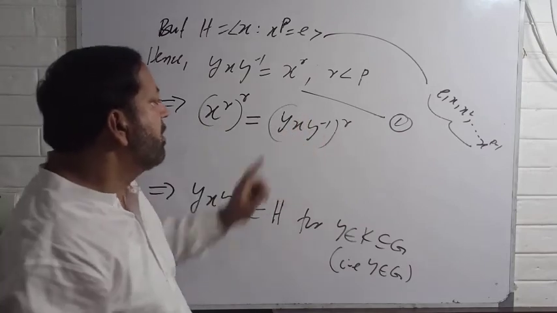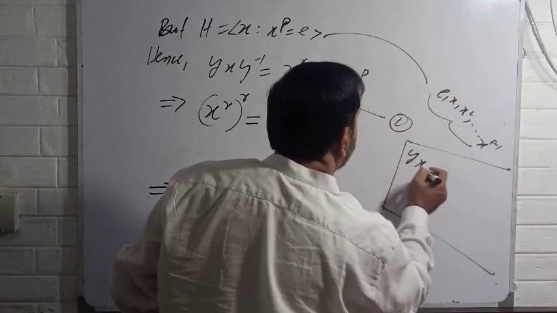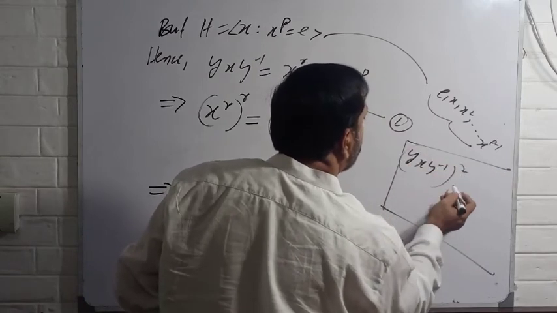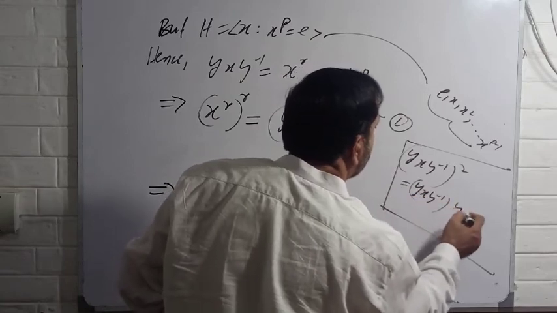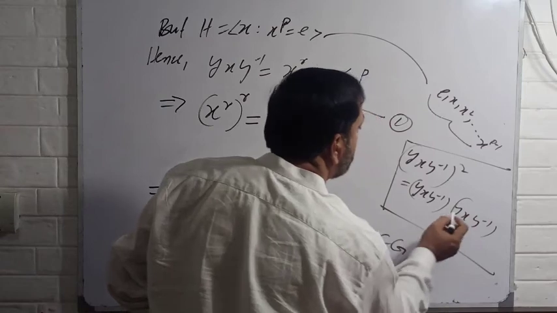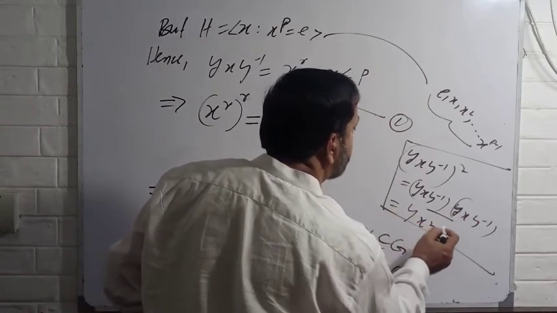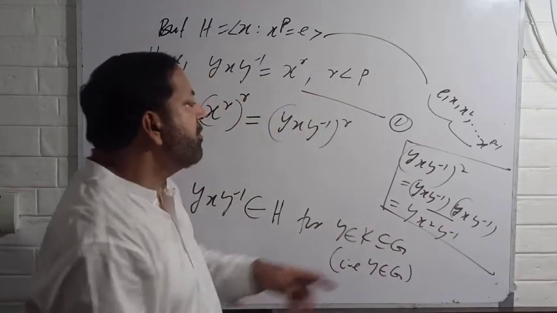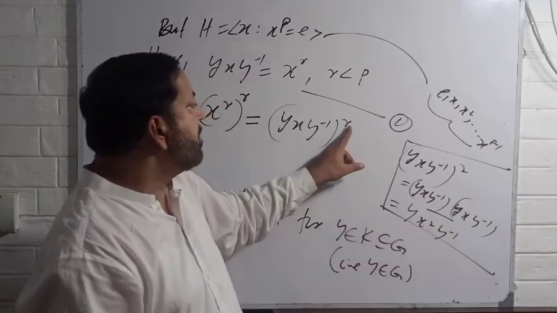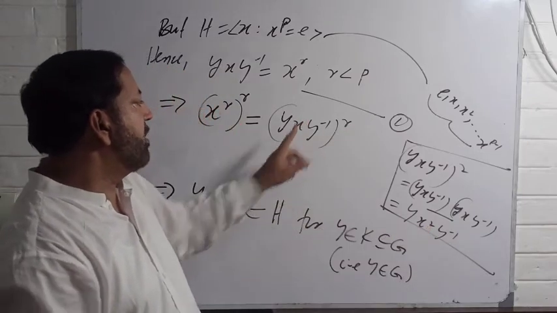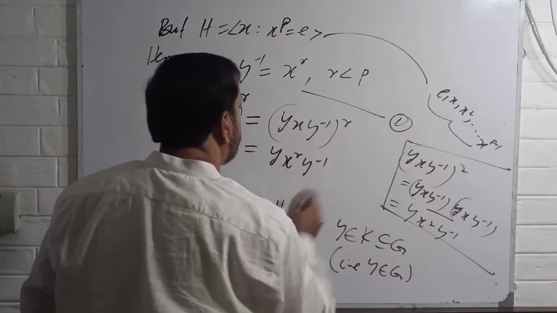and you know from routine calculation you will be able to know that this r will be shifted here. Like if you take yxy inverse power 2, this is in fact yxy inverse yxy inverse, and these two y would be cancelled, so this is equal to yx square y inverse. So if you take power 2, then this 2 is here in fact. Now if I take power r, this r will be shifted here. So this is equal to yx power r y inverse.